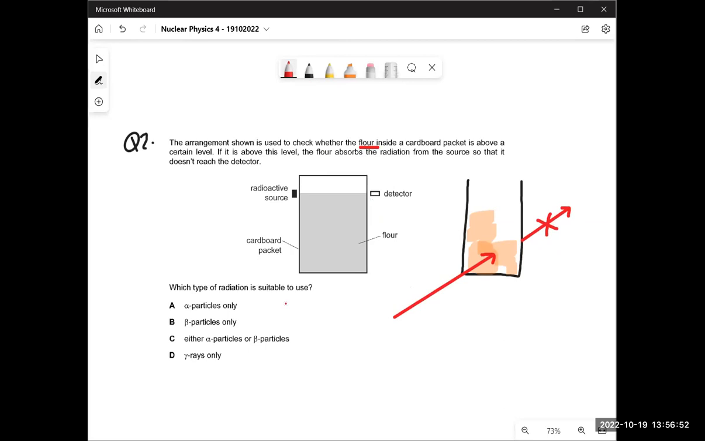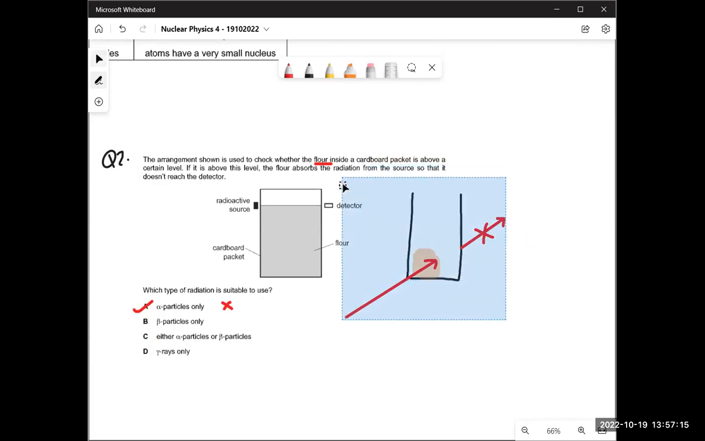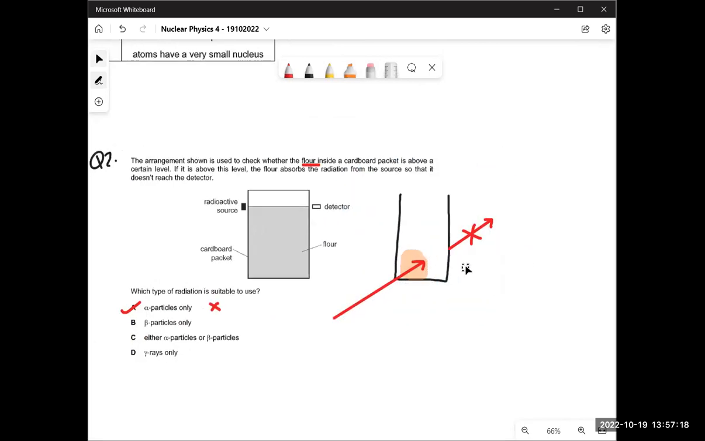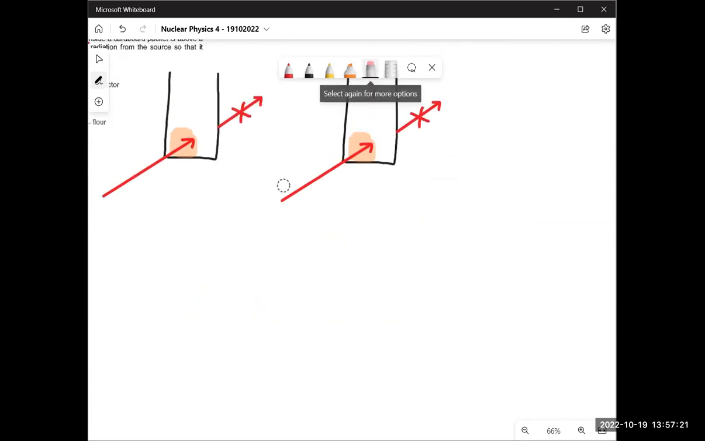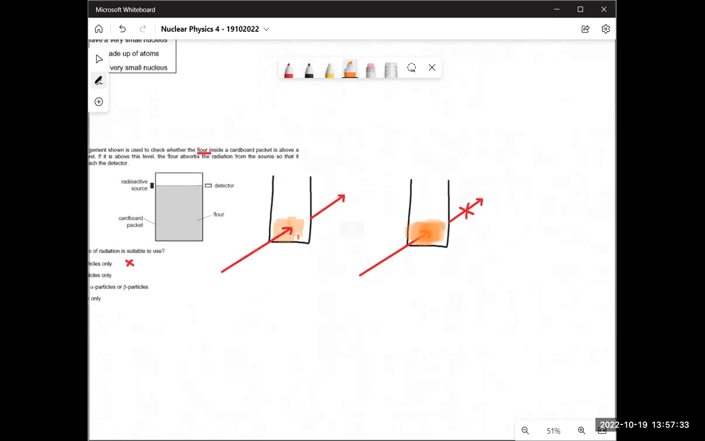Alpha particles. Okay, all right. What else? You gave alpha particles, but that's the wrong answer. Why? Because alpha particles will always be stopped. Now I want this to stop only when there is more than a certain level of flour. I'll give you two options here. When I have this much flour, then it should not stop. But when I have this much flour, then it should stop. So what do you think is the correct answer then?